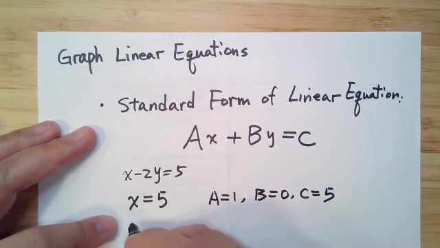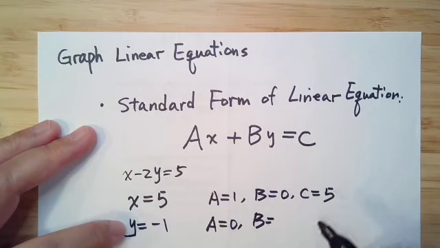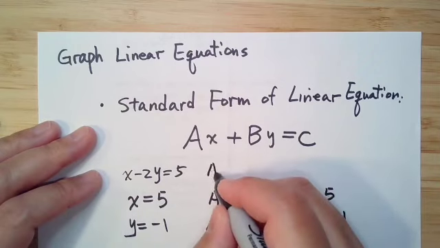Also, I can have y equals negative 1, which means a is 0, and B is 1, which is the coefficient of the y term, and c is the number on the right side. Okay, so I just add this up.